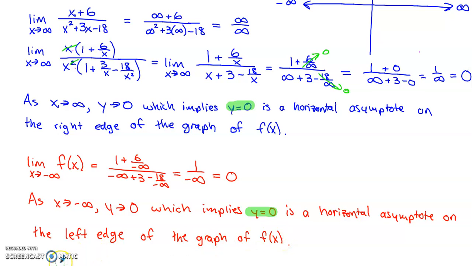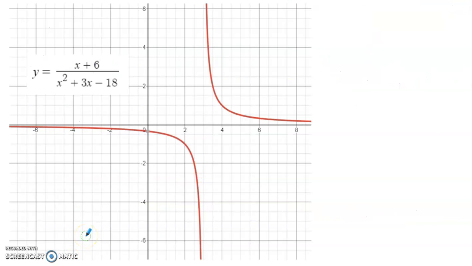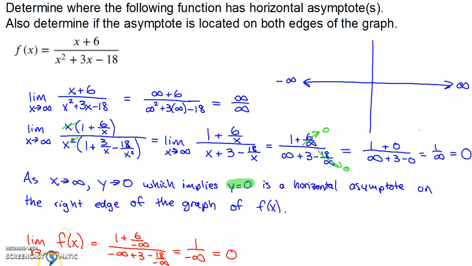Just to confirm this, I went ahead and produced a quick graph on Desmos. You could do it on your calculator as well. So as we go to infinity, what y value are we leveling off at? Definitely looks like 0. As we go to negative infinity, what y value are we leveling off at? Definitely looks like 0.